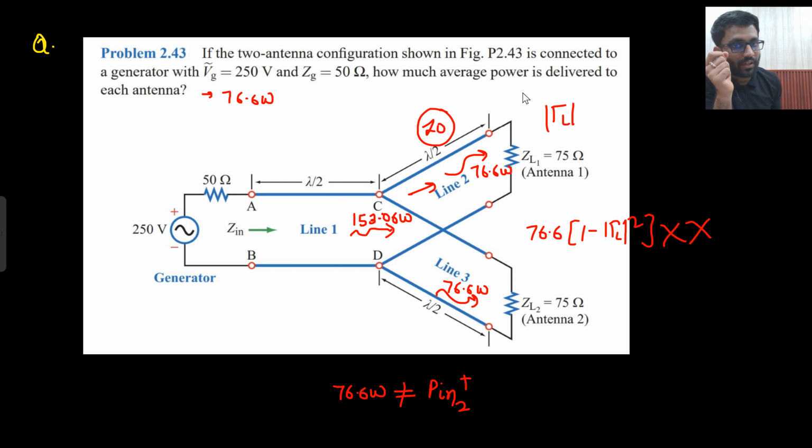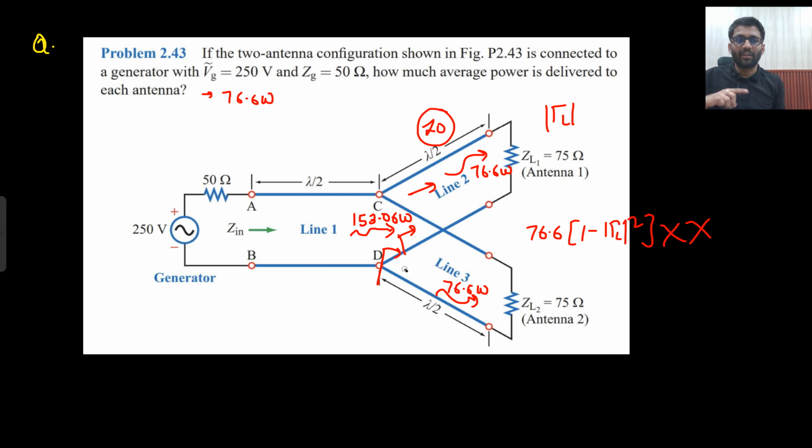If you are replacing your transmission line with Z-in, if you are finding the Z-in impedance here, that means you are calculating the power delivered to the line, not power incident on the line. Okay, very, very important thing. This 76.6 watt is the power delivered to the line, not power incident on the line. So this thing we are going to write down.